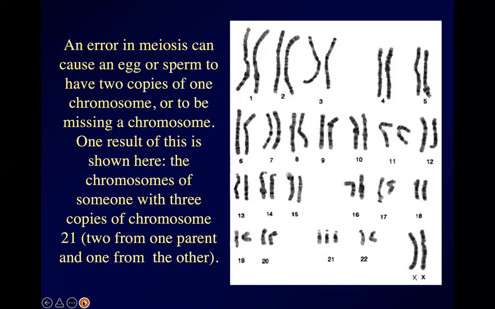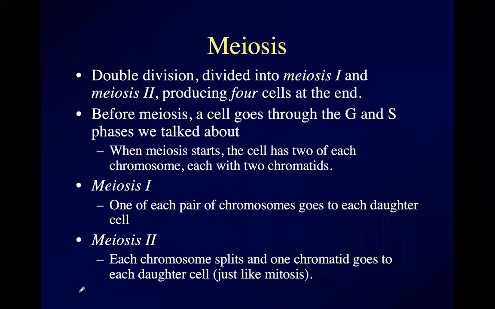An error in meiosis can cause an egg or sperm to accidentally have two copies of one chromosome or possibly be missing a chromosome. These are some human chromosomes again. They come in 23 pairs labeled 1 through 22, and then a pair of X chromosomes that I'll talk about later.